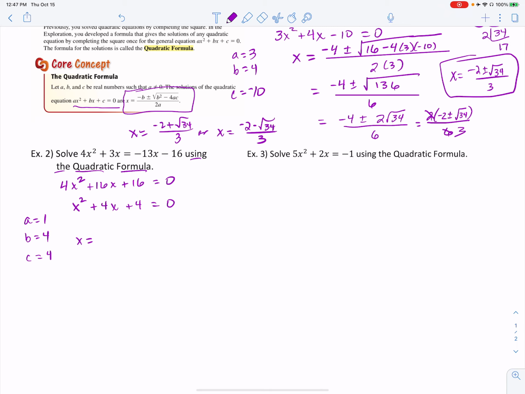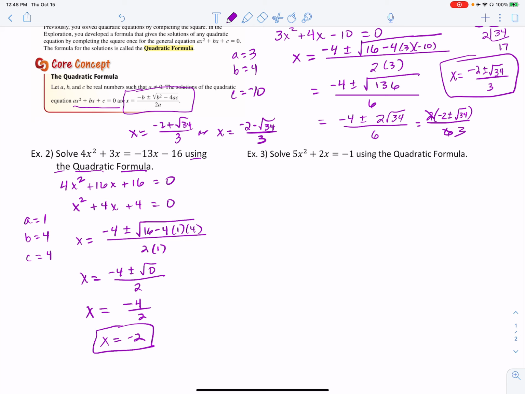So we get x is a negative b, the opposite of b, plus or minus the square root of b squared, which 4 squared is 16, minus 4 times the value of a times the value of c, all over 2 times a. And so I get a negative 4 plus or minus, and you get 16 minus 16, which is the square root of 0 over 2. And so in this case, the square root of 0 is 0, and you just get a negative 4 over 2, so x is a negative 2. Well, in this case, it just simplified to that value.